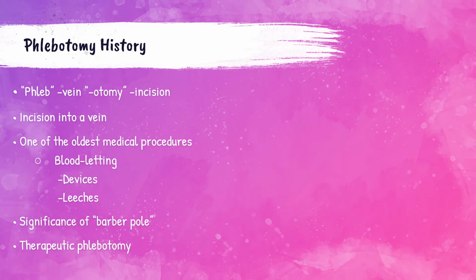Now that we have identified the learning outcomes and the key terms for this presentation, let's start discussing them. We'll start with the history of phlebotomy. The term comes from phleb, meaning vein, and otomy, meaning incision. Therefore, phlebotomy is defined as an incision into a vein. It's actually one of the oldest medical procedures.